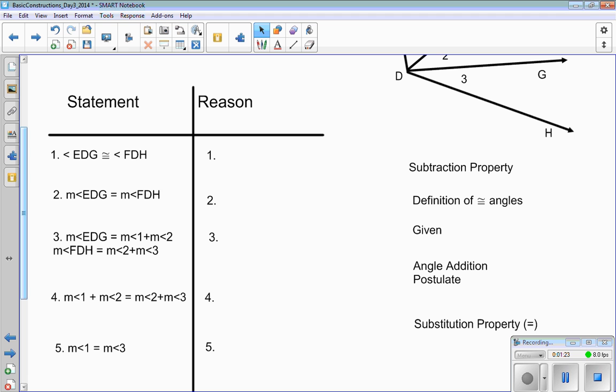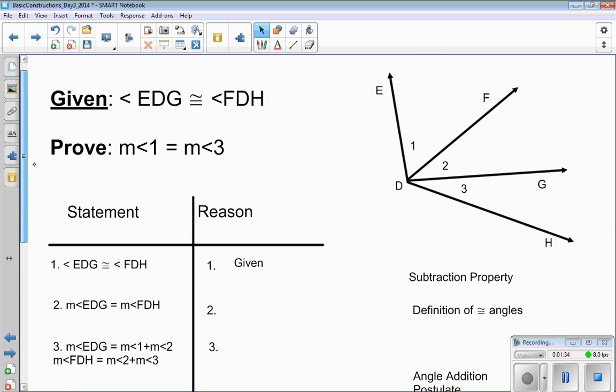Okay? So the first statement is always going to be your given statement. Okay? We are given that EDG and FDH are congruent. So I'm going to actually mark those. EDG and FDH, oh, there we go, are congruent. Are we okay with how I marked them? One little arc and one little arc. Those two angles are congruent.